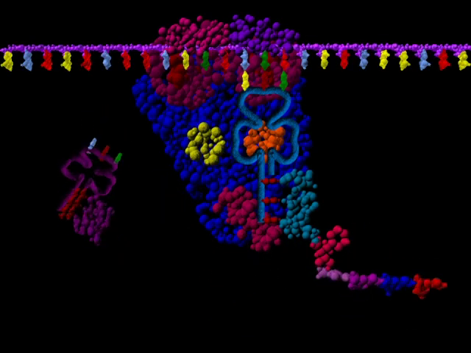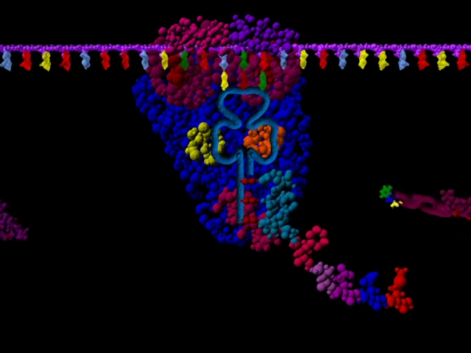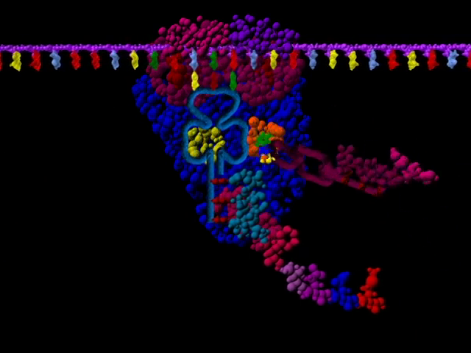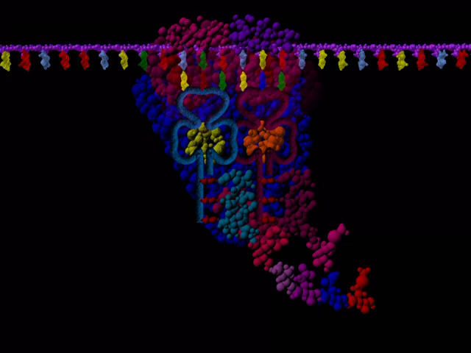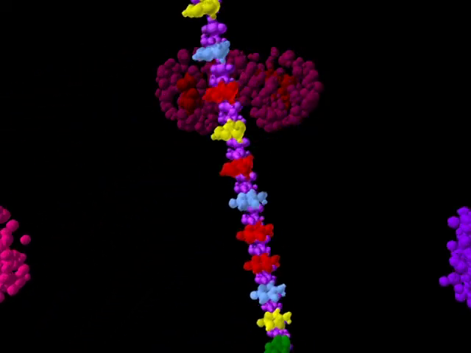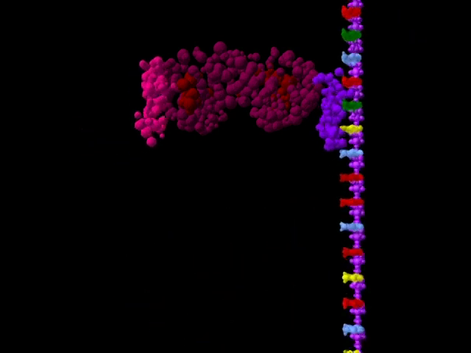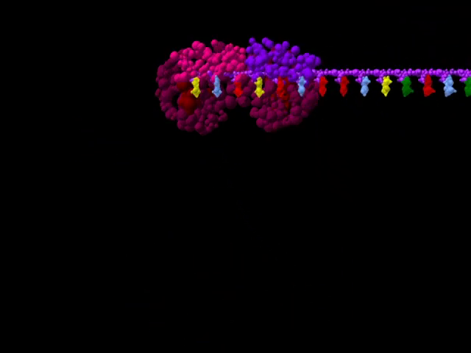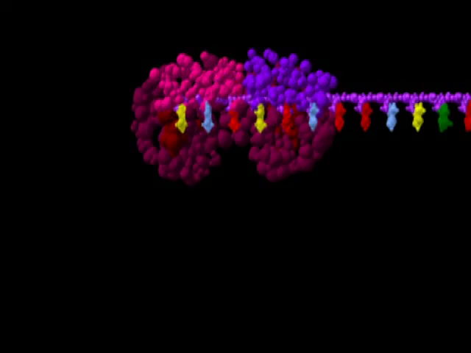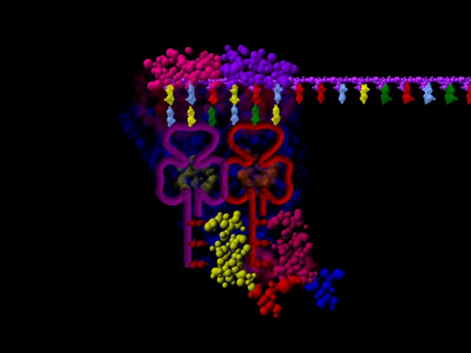Translation, like transcription, occurs in three stages: initiation, protein elongation, and termination. Initiation begins when two codons of mRNA and several protein initiation factors bind to a small ribosome subunit. The first codon is always the AUG, or start codon. In this example, the second codon is AGU. A tRNA with the appropriate amino acid bound to it will attach to each of these codons.